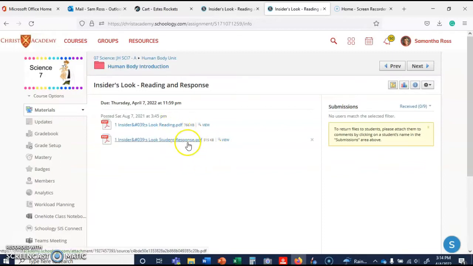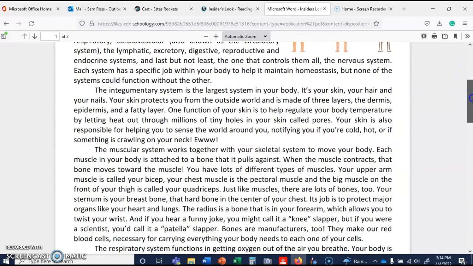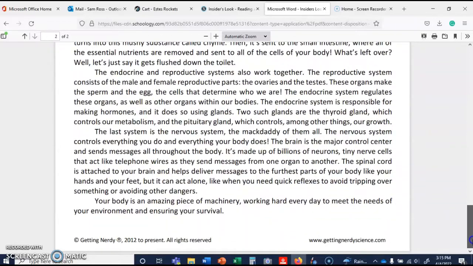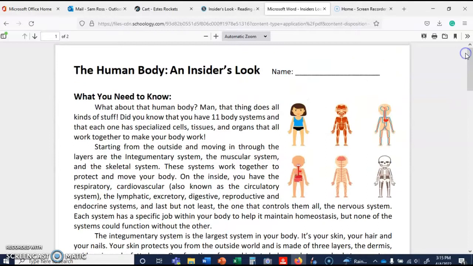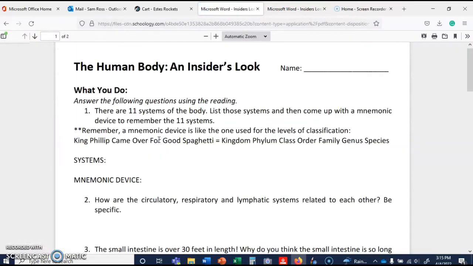So when I get here, I have two PDFs. One of these you're going to have on paper. The other one's going to be, well, I think I printed it for you guys. So this is a basic overview of the 11 body systems, starting with the integumentary system, and it goes through each of the 11 systems here. Just kind of an overview of the systems. So you'll read that, and then this is the student response, and this is what you're going to turn in.